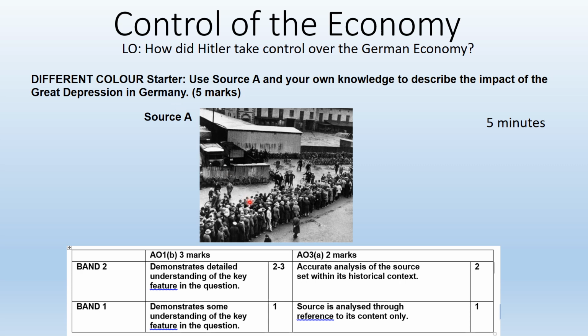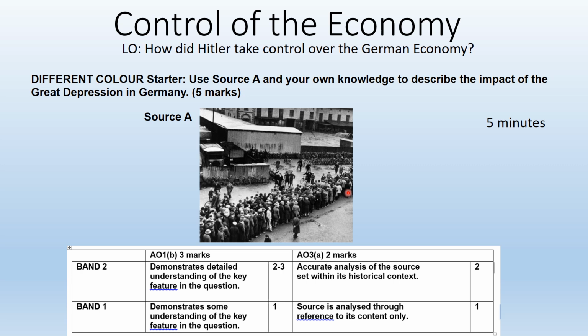Now, Source A is an image. We've got some German people lined up. Not exactly sure what they are lined up for, but given this photo was taken between 1929 and 1933, we can make the assumption that they are lining up for something to do with work or food.